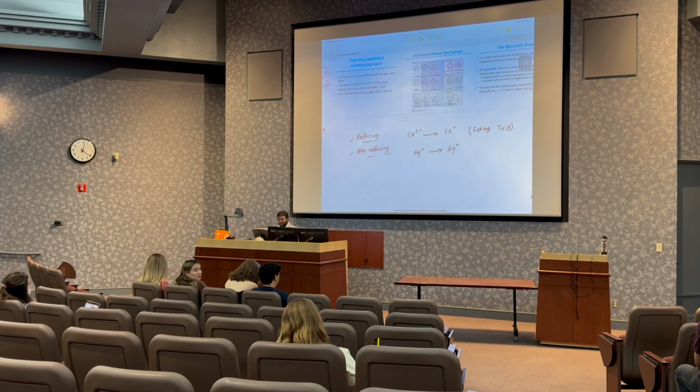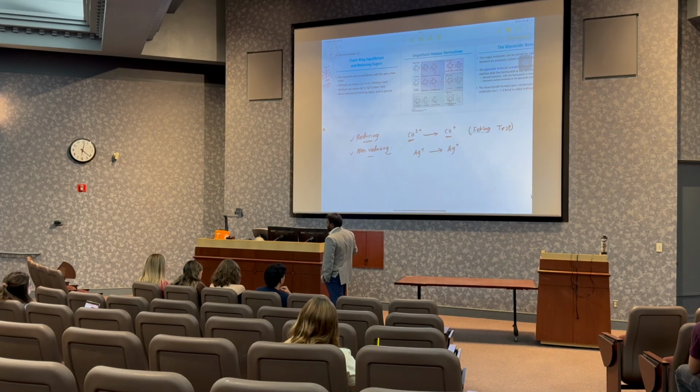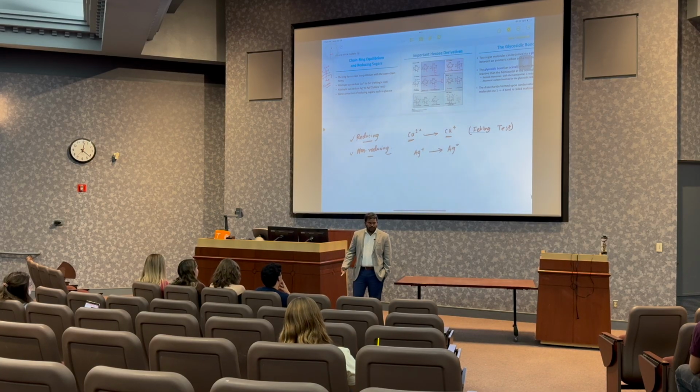In this Fehling test, you have copper in the +2 oxidation state going to copper in the +1 oxidation state. Can you tell me whether the oxidation state of copper is decreased or increased? Copper goes from +2 to +1, so it is decreased. Anything that can decrease the oxidation state is a reducing reagent.